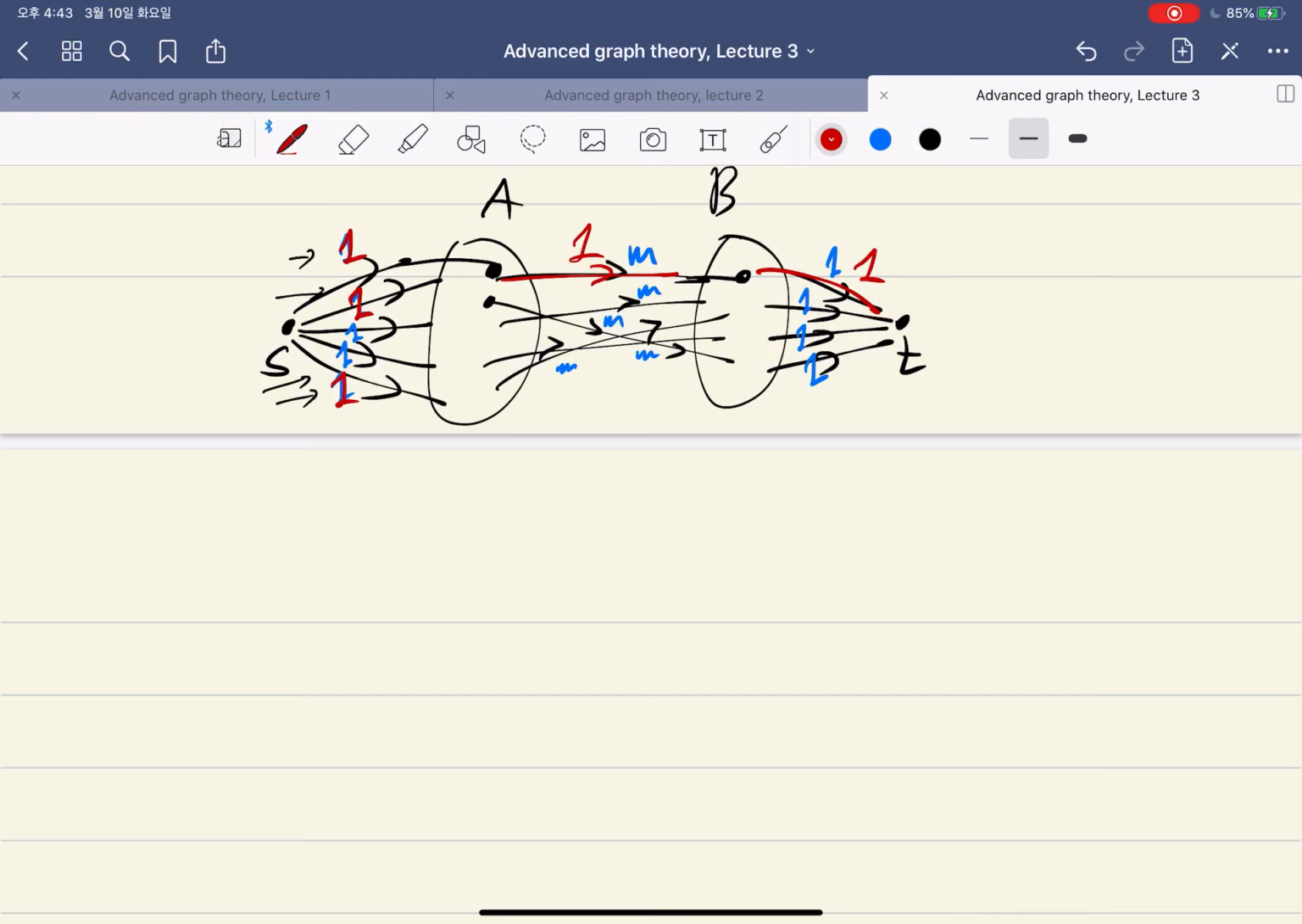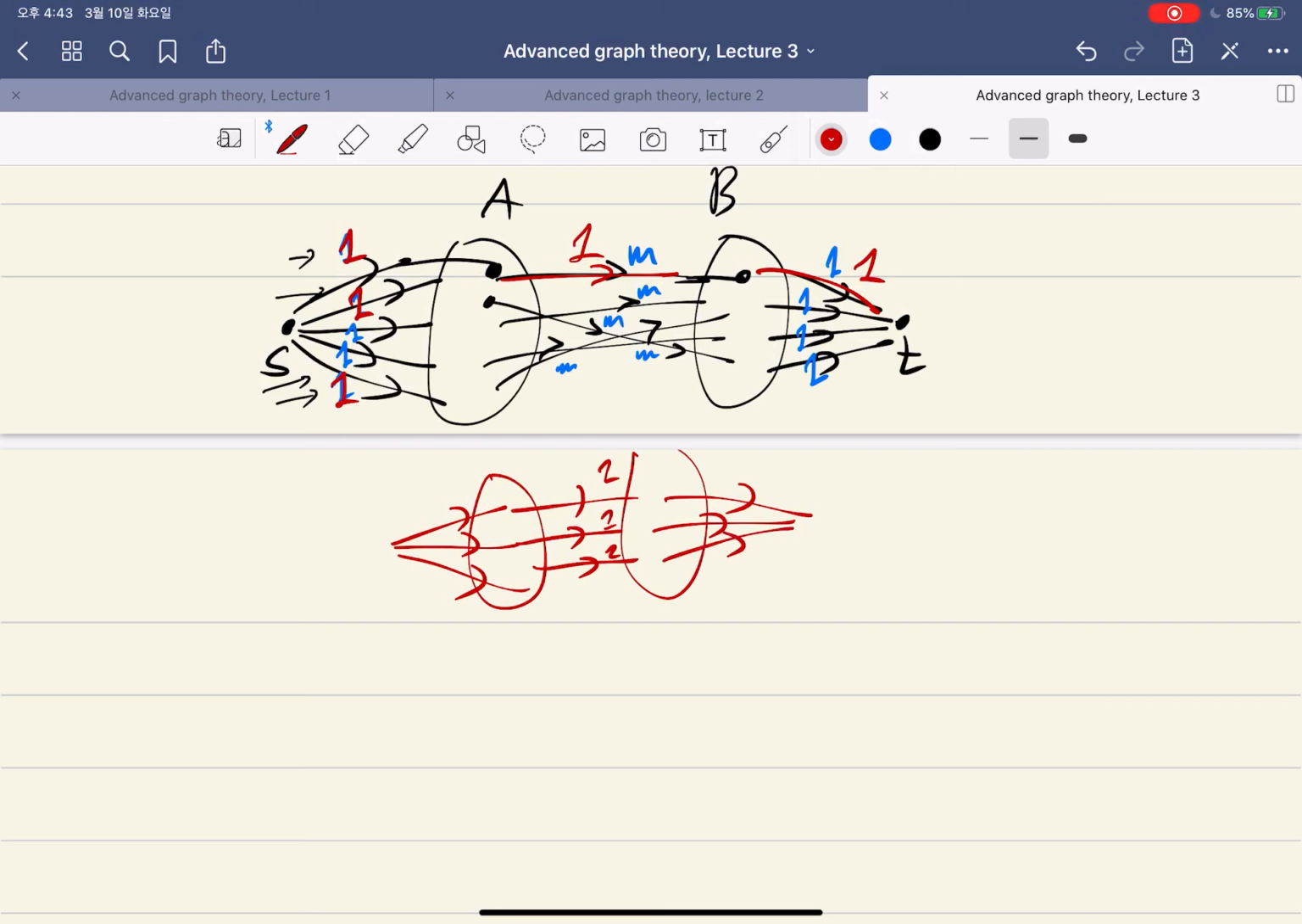In a converse way, if we have a matching, that corresponds in a natural way to a flow with the same value as the matching size. If you have an integral flow, then that corresponds to a matching. And if you have a matching, then that corresponds to an integral flow. Then maximum integral flow corresponds to the maximum matching.